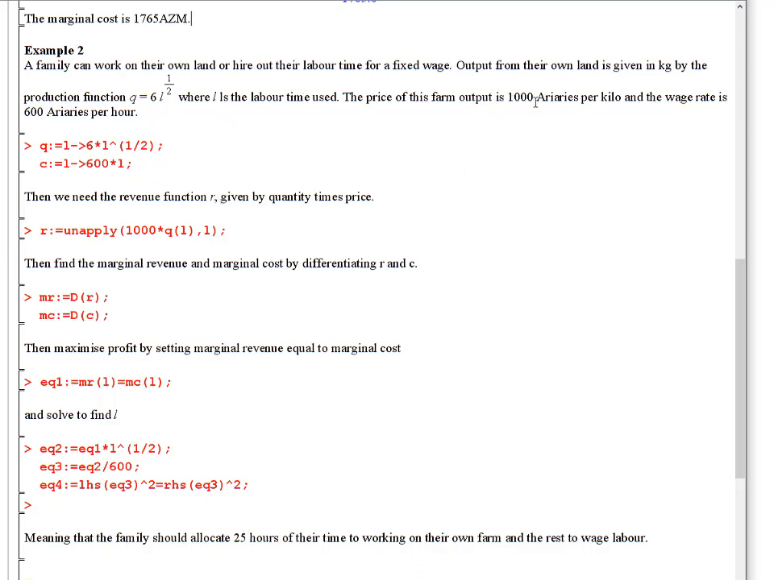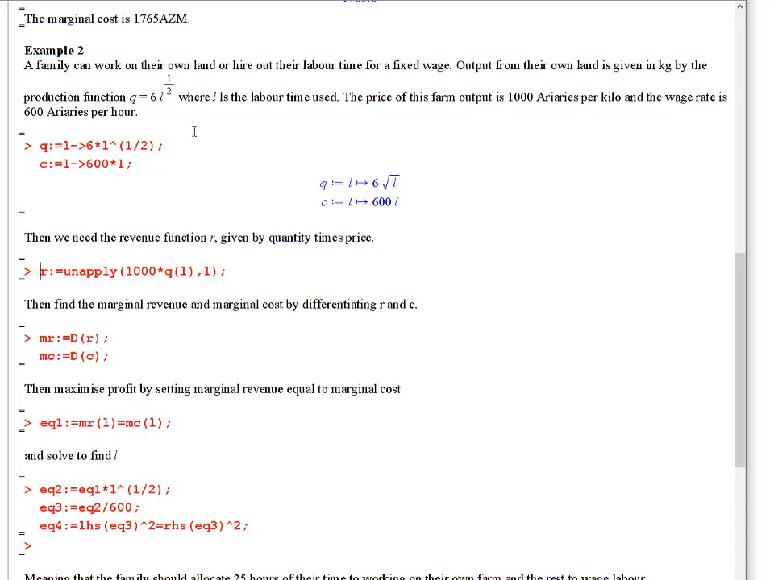The price of the farm output is this, so when they sell it, every 1 kilo they sell brings in 1,000 aries. Alternatively, they can go and work for their neighbours at a fixed rate of 600 aries per hour. So let's define some functions. So this time the Q function like this is the output function. What quantity did you produce if you work on your own farm, where you get 6 times the square root of L. It's the quantity you produce. And what's the cost of that? It's 600 times the labour time that you used.